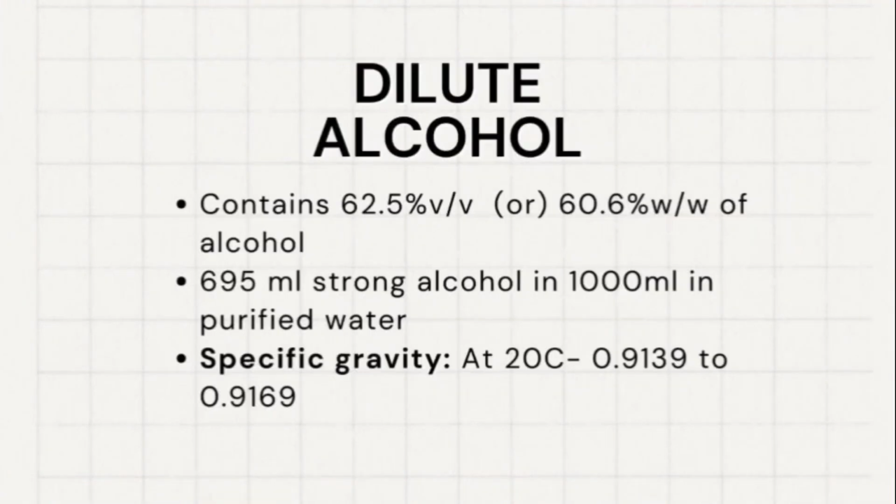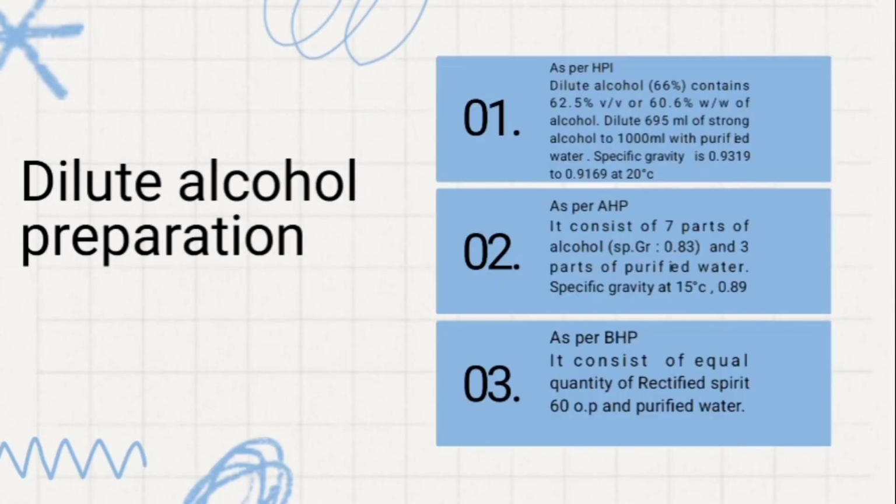Dilute alcohol. It contains 62.5% volume by volume or 60.6% weight by weight of absolute alcohol. 695 ml of strong alcohol in 1000 ml of water gives dilute alcohol. Its specific gravity is 0.9139 to 0.9169 at 20 degrees centigrade. Preparation of dilute alcohol. According to the American Homoeopathic Pharmacopoeia, it consists of 7 parts of alcohol and 3 parts of purified water. As per the British Homoeopathic Pharmacopoeia, it contains equal quantities of rectified spirit and purified water.